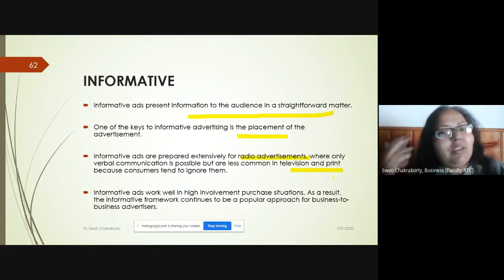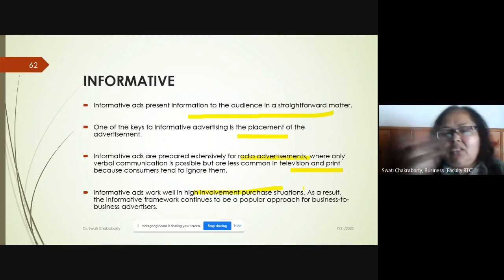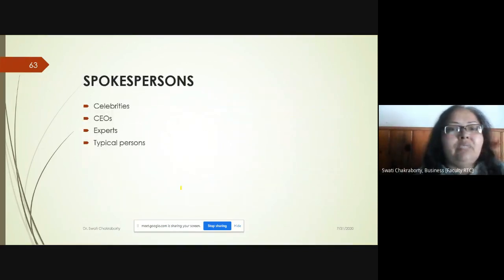Radio, people are hearing it, and informative ads work well in high involvement purchase situations, right? So it's a very popular approach for business to business advertisers, where they know that it's going to be realistic. You have to give information. There's no need for frills in the ads. Spokesperson, it could be your celebrities, CEOs, experts, or some prototype person, typical persons who can actually talk about it.